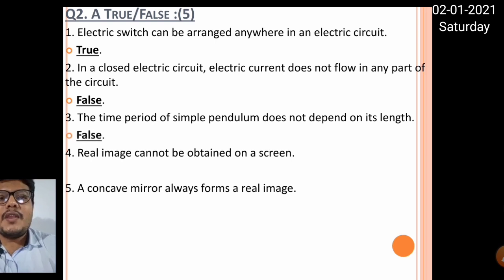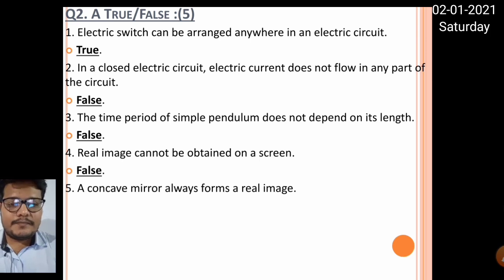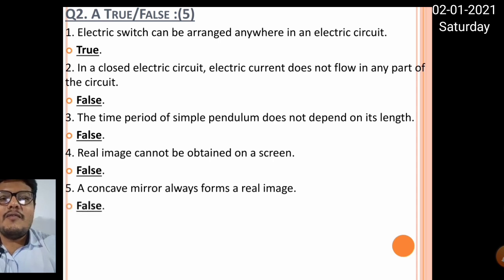So it is false. See, real image cannot be obtained on a screen. Actually, a real image can be obtained on a screen. Virtual we cannot obtain. So this statement is also false. Next one, a concave mirror always forms a real image. Concave mirror forms a real image, but not always, right? Sometimes when the object is near to the mirror, it forms a virtual image. So that is why the statement is false.